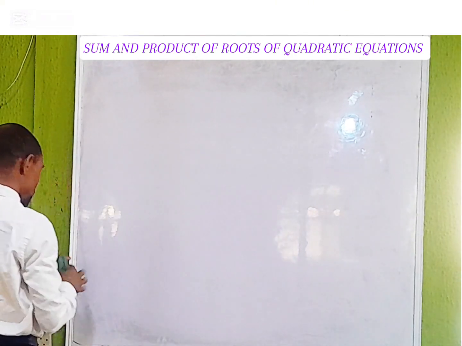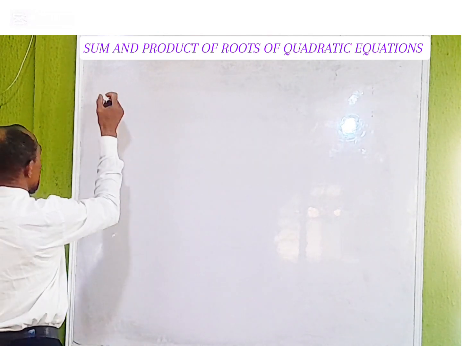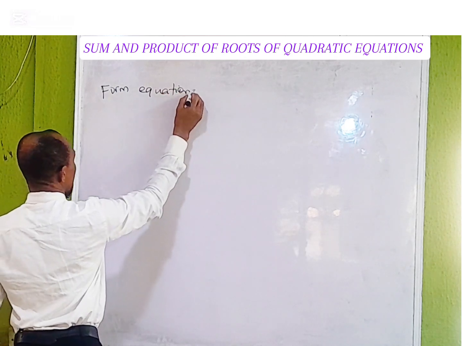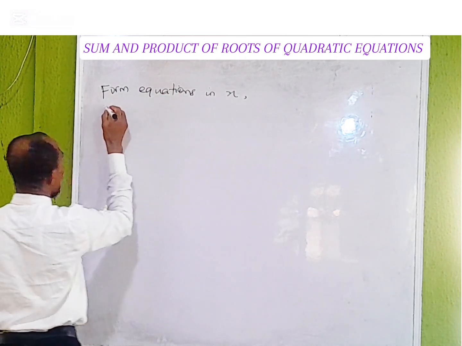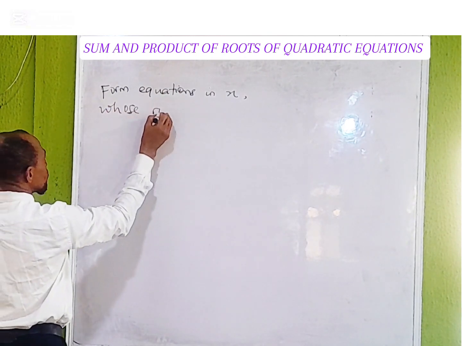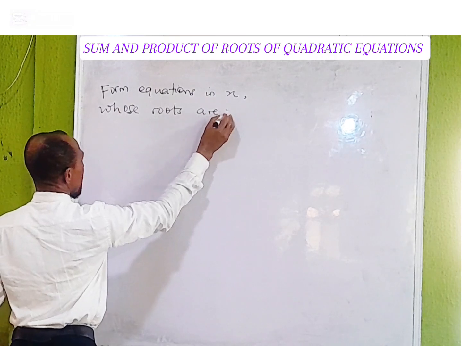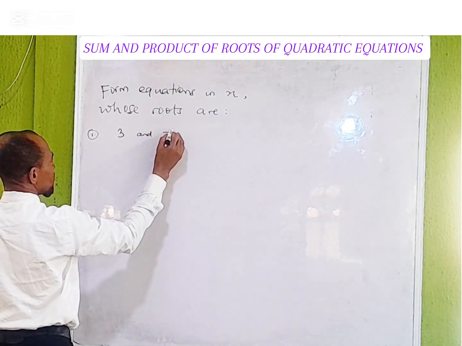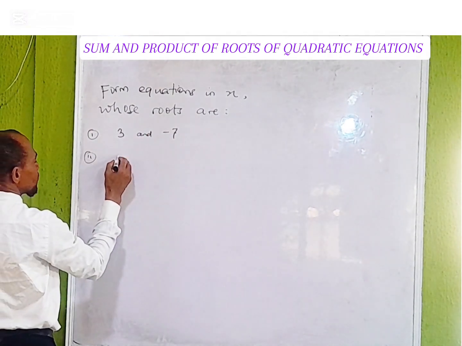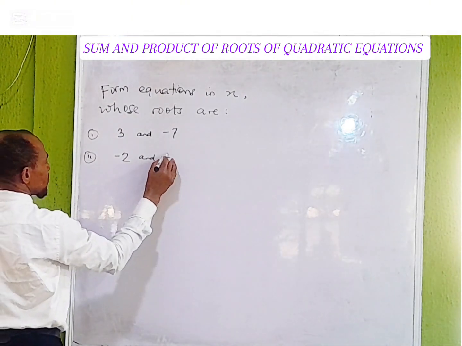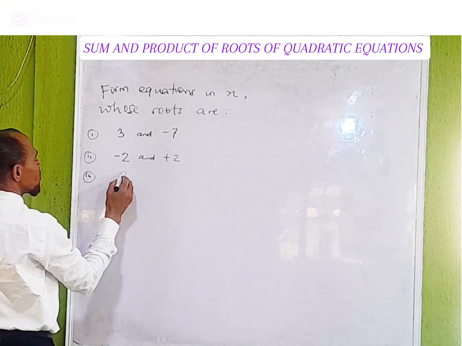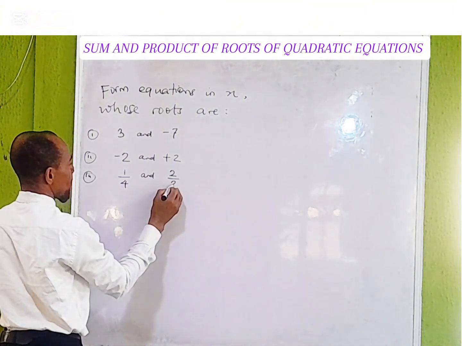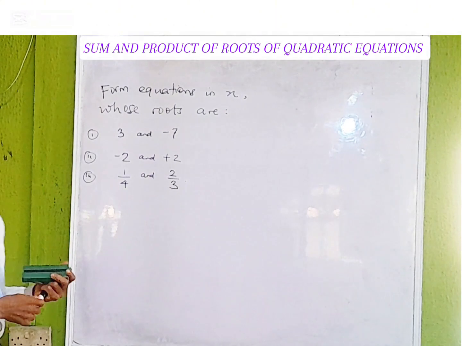So, let's form equations in x whose roots are, let's say, 3 and minus 7, 2, minus 2 and plus 2, 3, 1 over 4 and 2 over 3. Okay, these three should suffice to explain the concept.